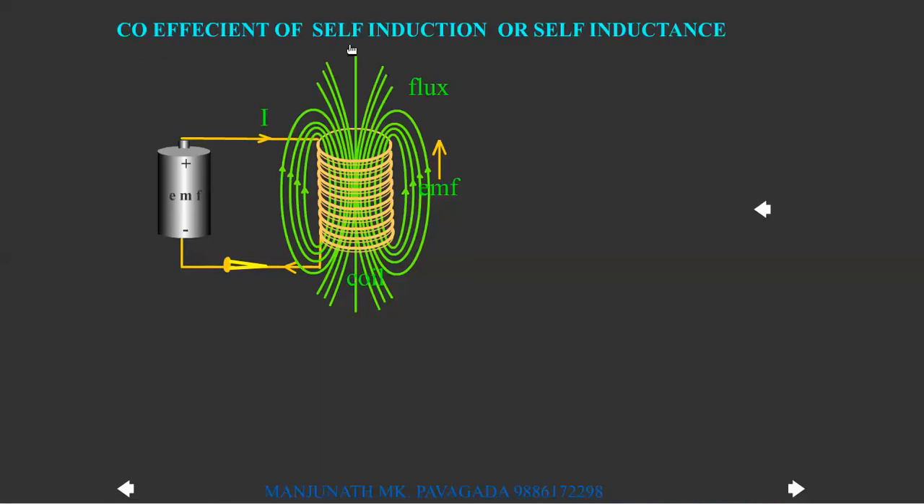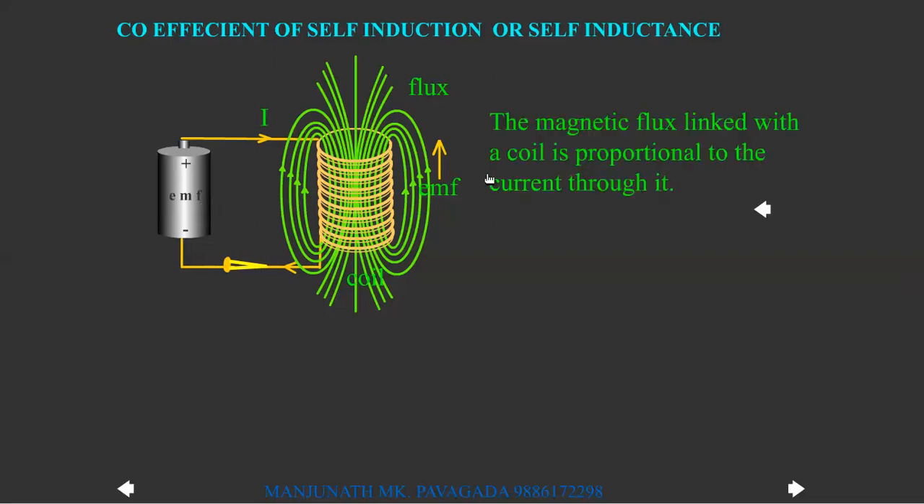Coefficient of self-induction, or self-inductance, is of course represented by L. Consider the same experimental arrangement: a coil connected to the source of EMF. Here the magnetic flux linked with the coil is proportional to the current through it, because this flux is produced by this current.